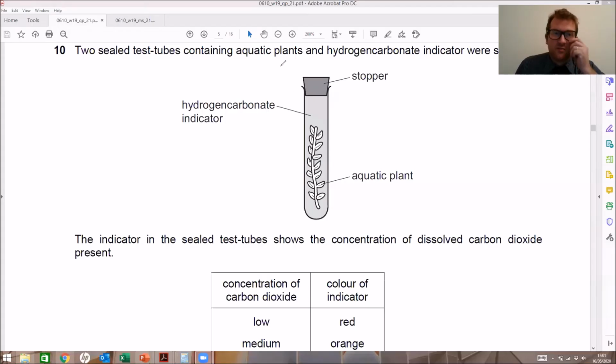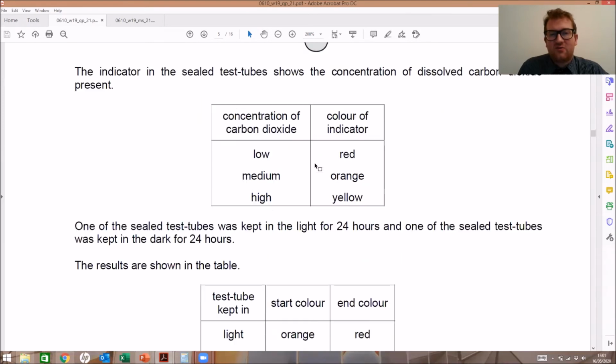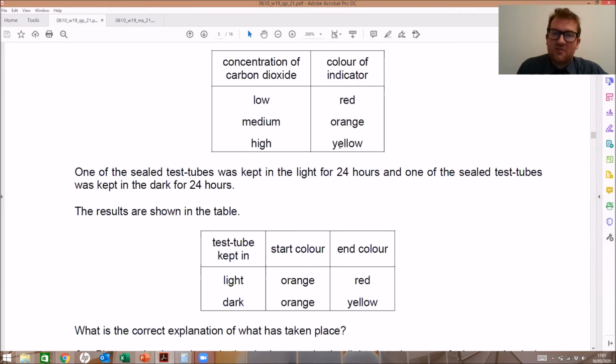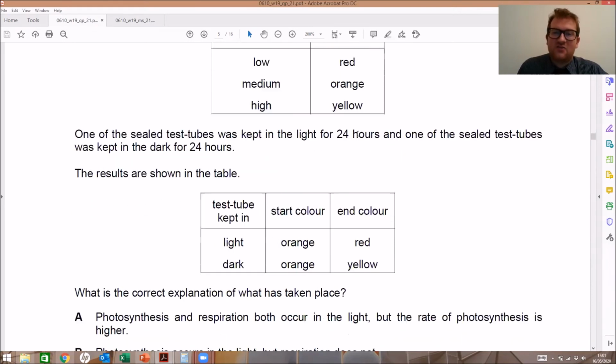Moving on to question number 10. Two sealed test tubes containing aquatic plants and hydrogen carbonate indicator were set up. Here's an example of our practical here. It says here the indicator in the sealed test tubes shows the concentration of dissolved carbon dioxide. Okay, so here we have our results of what the indicator will represent. So red is a low CO2 concentration, orange is a medium, and yellow is a high concentration.